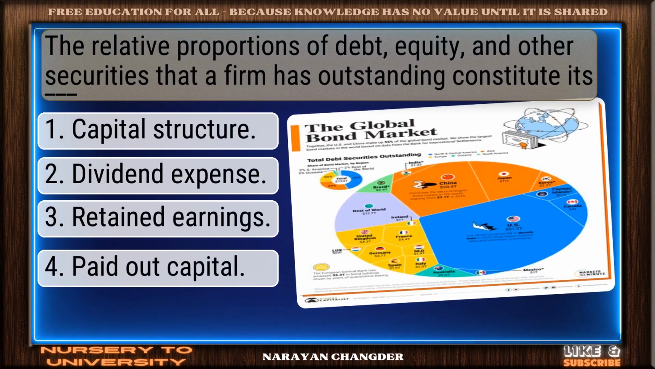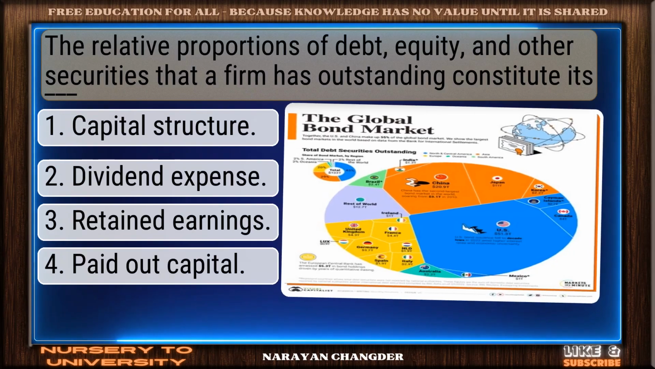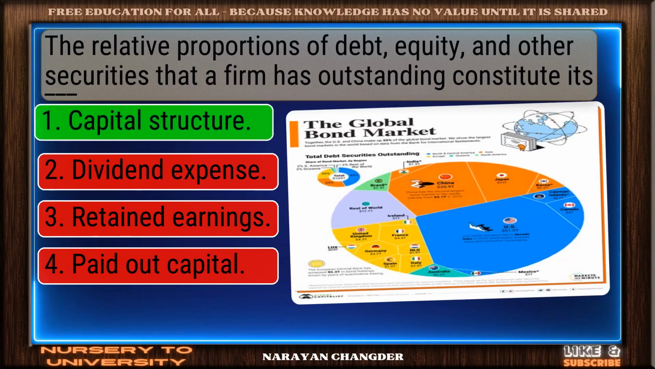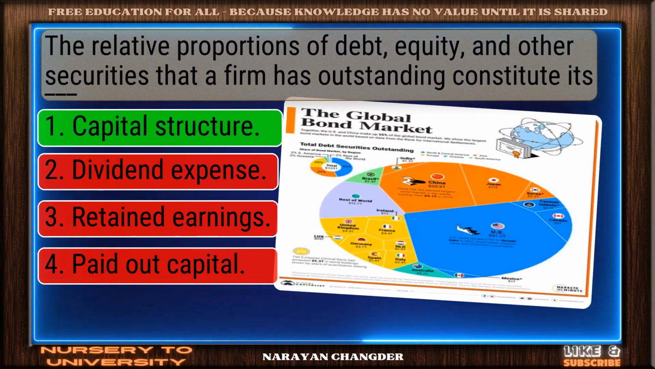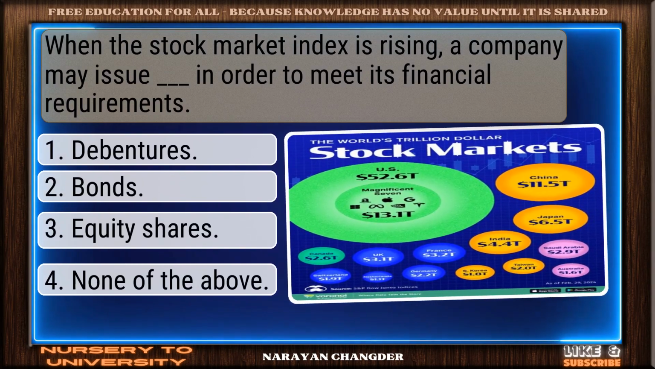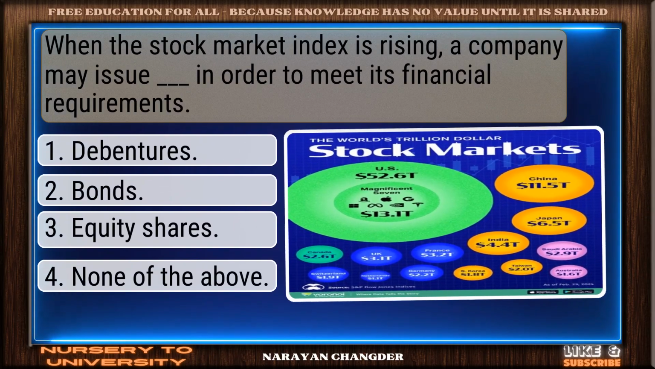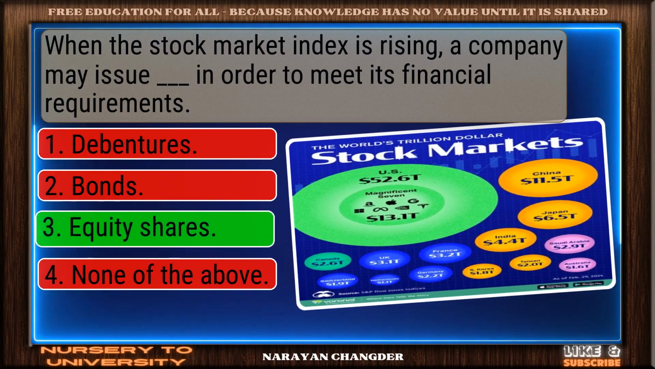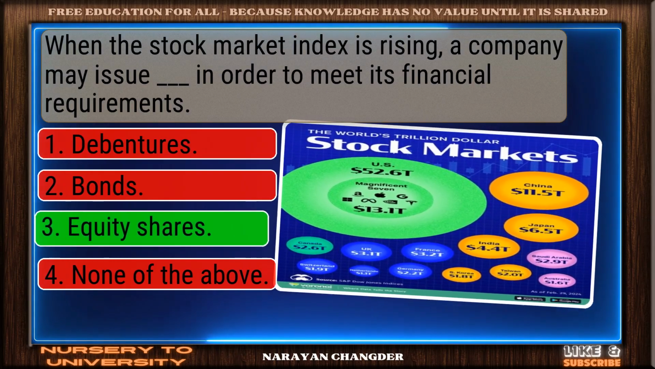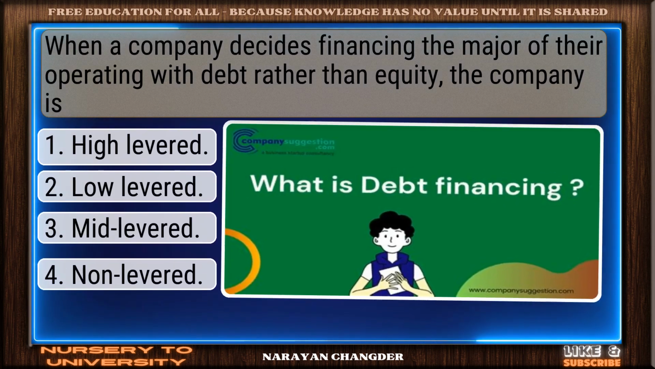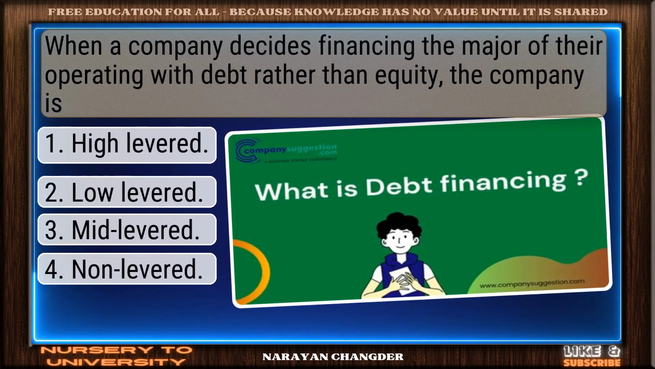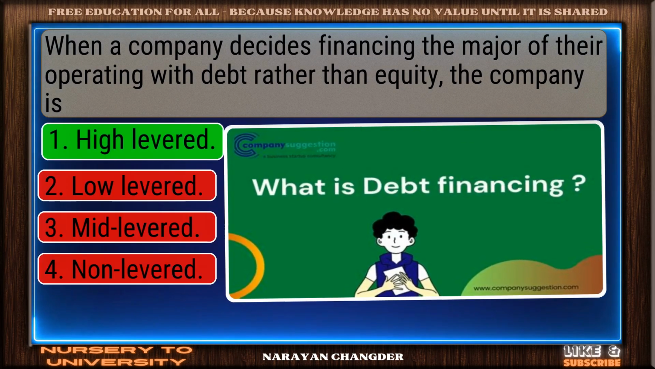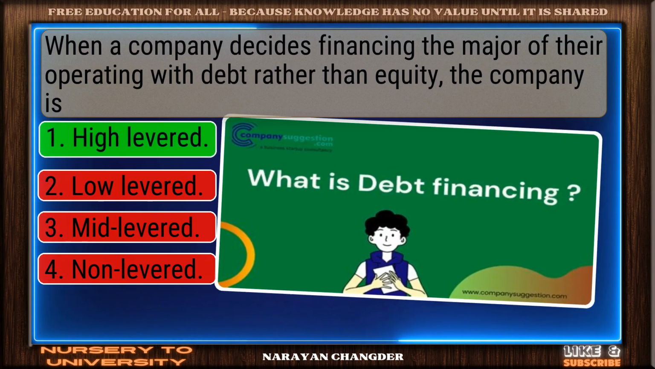The relative proportions of debt, equity, and other securities that a firm has outstanding constitute its dash. Right choice. Capital structure is the best answer. When the stock market index is rising, a company may issue dash in order to meet its financial requirements. Good thinking. Equity shares is the right answer. When a company decides financing the major of their operating with debt rather than equity, the company is. Bravo. High levered is the answer.